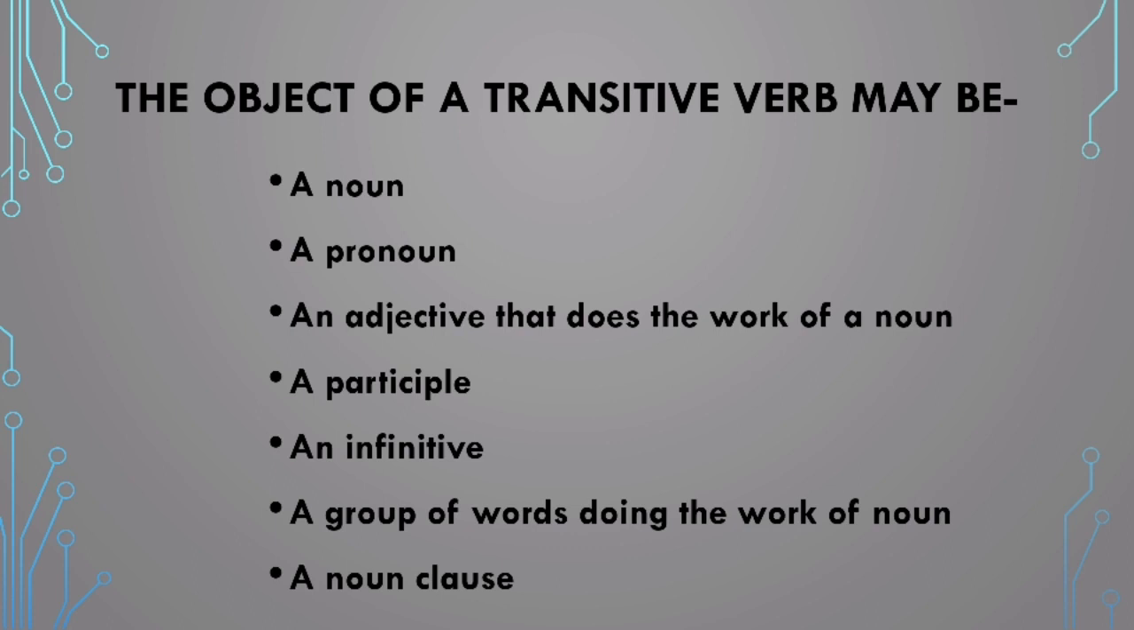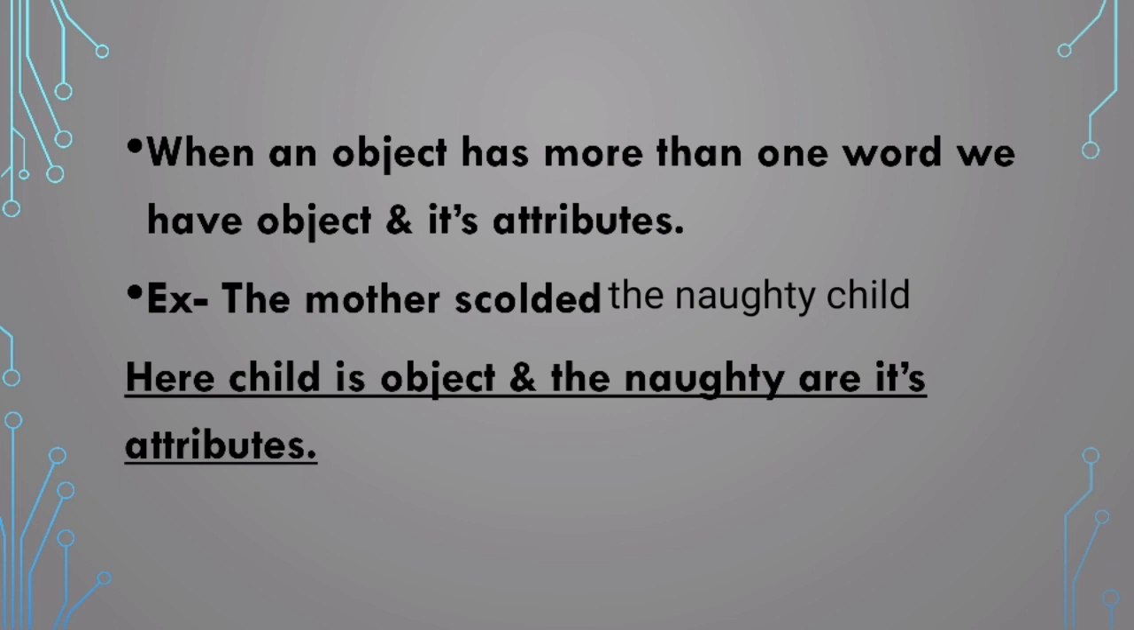Okay, so these can be object of a transitive verb. So students, as we have seen in the subject, जैसे हमने subject में देखा था that subject may be a group of words in which the main word will be the subject word and others will be its attributes. Same way, when an object has more than one word, we have the object and its attributes. ऐसा ही object के साथ होता है. अगर आपके object में बहुत सारे words हैं, so the main word will be the object word and others will be its attributes. Like, the mother scolded the naughty child.